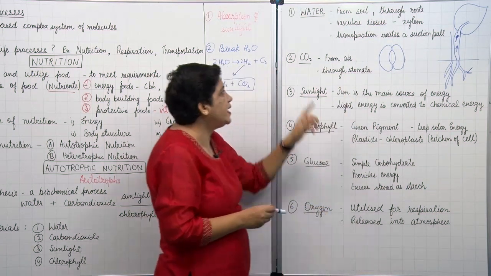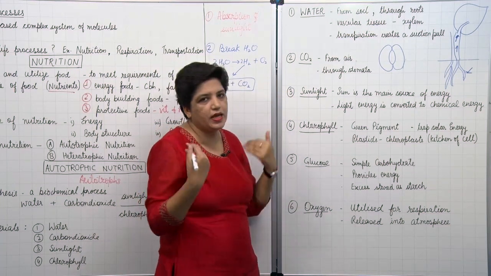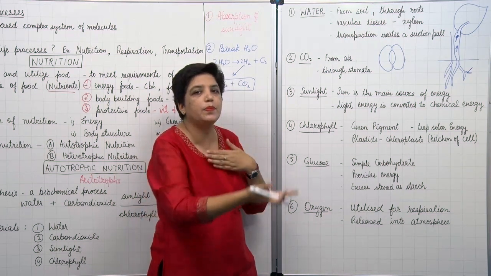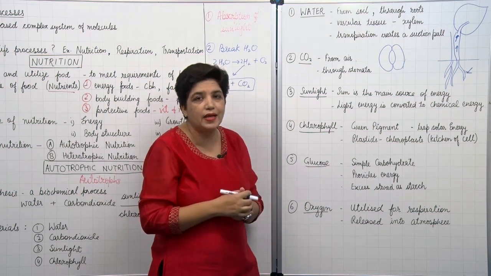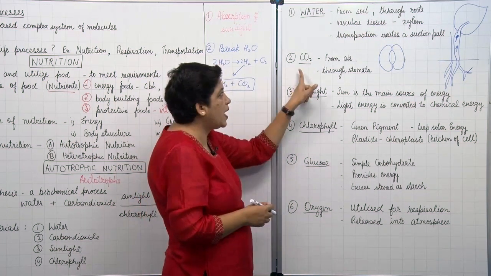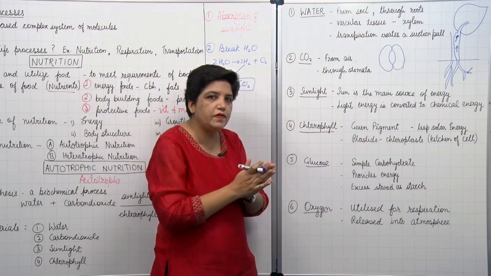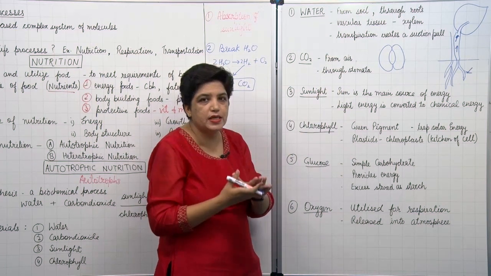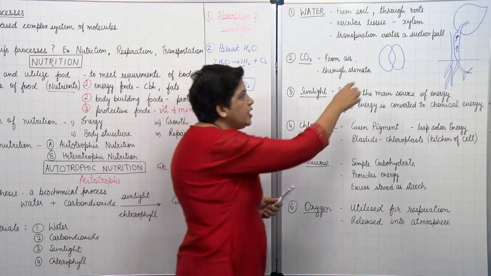The next raw material is carbon dioxide. The carbon dioxide is present in air. We all know that. We breathe out carbon dioxide, but plants take in carbon dioxide, and this creates a balance in the atmosphere. So plants obtain carbon dioxide from the air. It enters the leaves through tiny pores called stomata. They are present on the underside of all green leaves. They are very tiny pores.